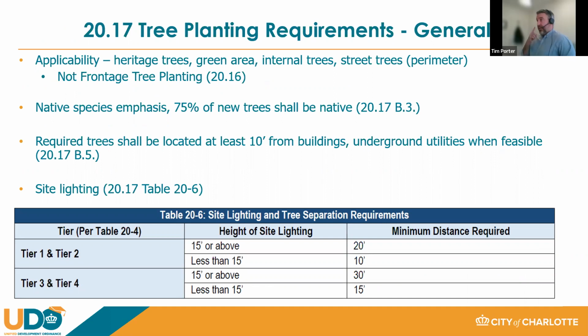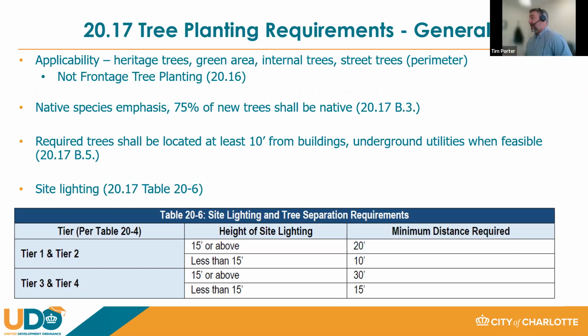General tree planting requirements for most of the focus areas, not frontage, but for most of the other focus areas, particularly perimeter trees and internal trees, but also green area and heritage trees, have been consolidated into this section and centralized. There's a new emphasis on native species. Native species are going to have to be a large component of most of the regulated sites the city sees for tree canopy, 75%. You can check out that section in the UDO for a little bit more guidance.